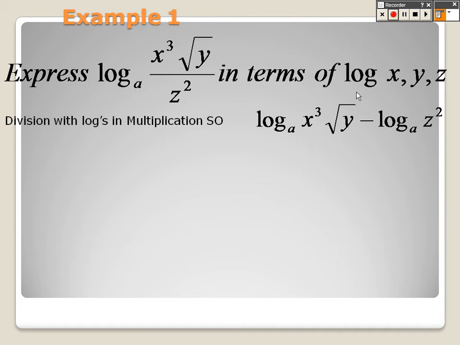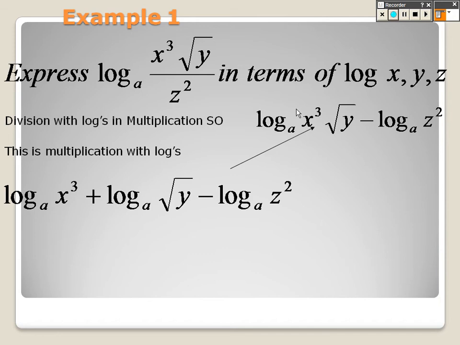Next up is, I'm looking at this, seeing multiplication. If you remember, multiplication with logs is saying, hey, addition. So I pulled that apart and put an addition sign in between there. So I pulled all three of these apart.